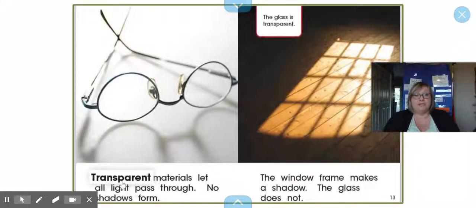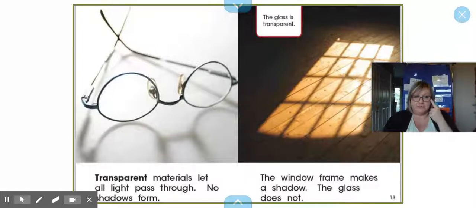Transparent materials let all light pass through. No shadows form. The window frame makes a shadow. The glass does not. I want you to stop the video and look for some transparent materials or things that you have at your house.